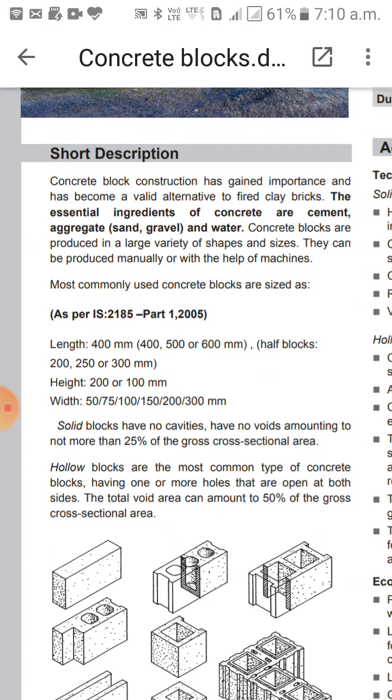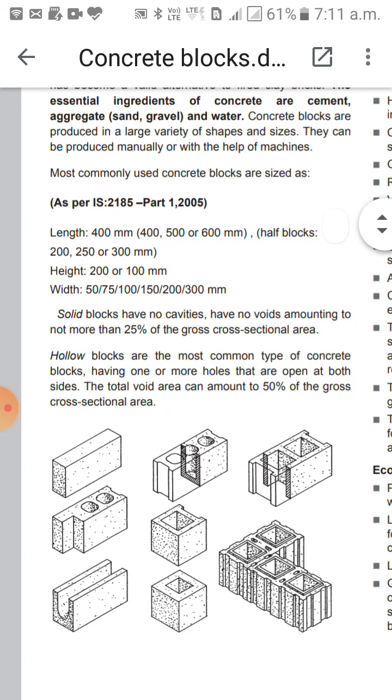And hollow blocks, we already know, are the most common type of concrete block. They have holes that may be open at both sides, and the total void area will be equal to 50% of the cross-sectional area. So here you can see only one solid block, and the others are all hollow blocks.